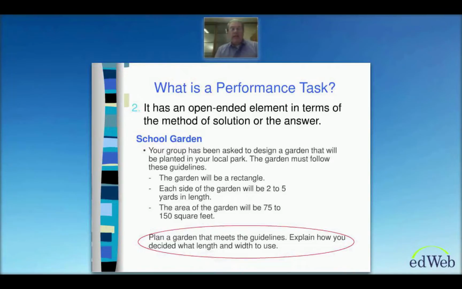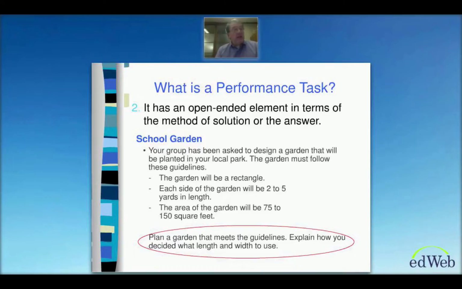This is a second example, and I'll be talking about this at some length as we go further into this discussion. But this is a performance task that I took from some of our company's materials involving building a school garden. This would be at a 3rd or 4th grade level. So in this case, your group has been asked to design a garden that will be planted in your local park, and there are some parameters to what's going on here. The garden will be a rectangle. Each side of the garden has to be 2 to 5 yards in length, and the area of the garden will be 75 to 150 square feet.